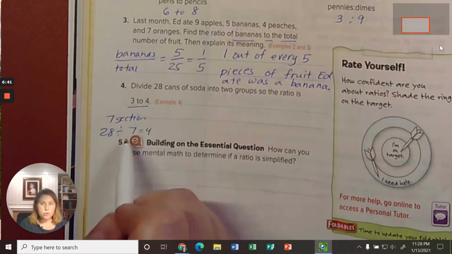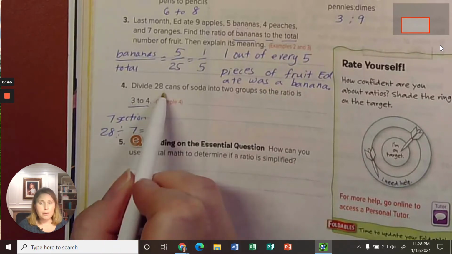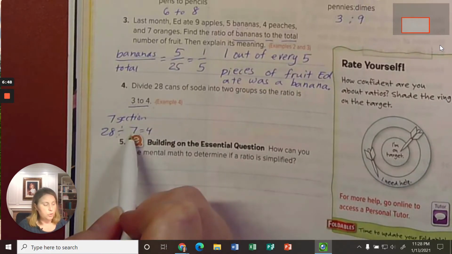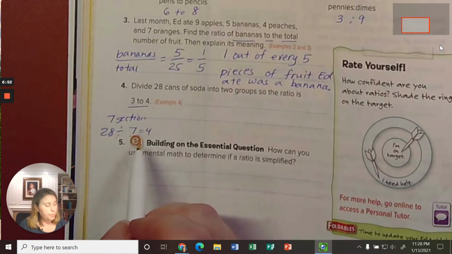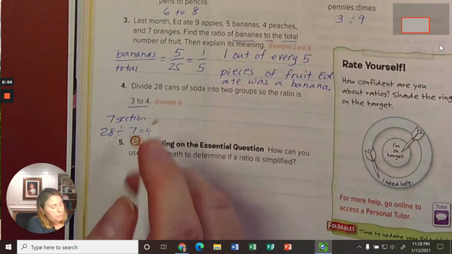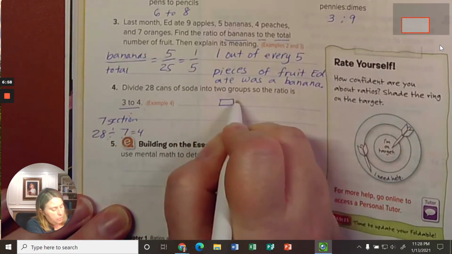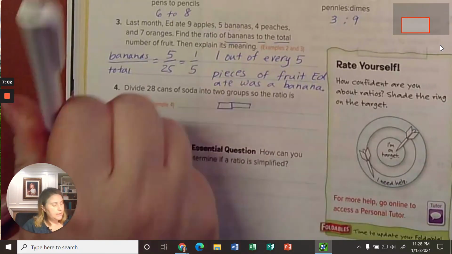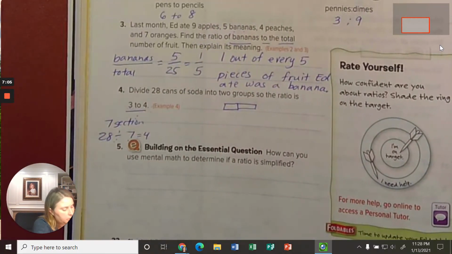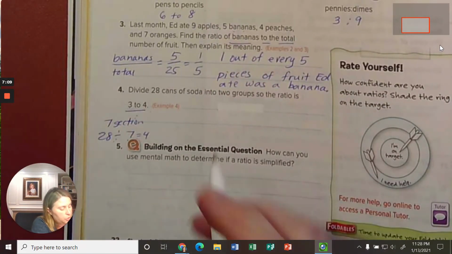Okay, and then once we knew that there were going to be 7 sections, we did 28, the number of cans of pop, divided by 7. So we know that each of those sections will have 4. Okay, so let's go ahead and make that 3 to 4. We'll use a tape diagram. It's also a little too narrow to write in, so I'll just redraw that. So 3 to 4.